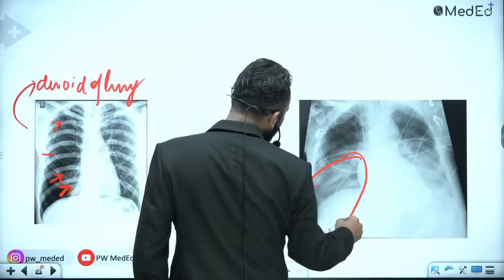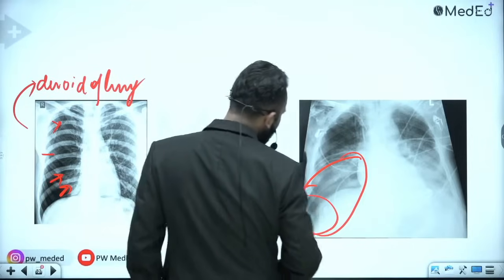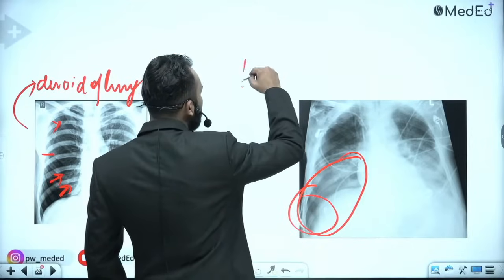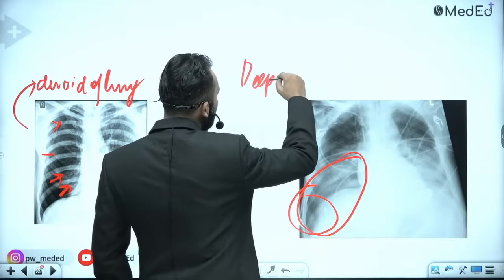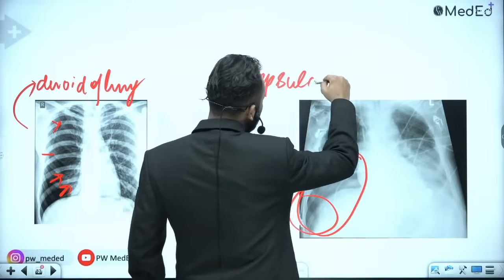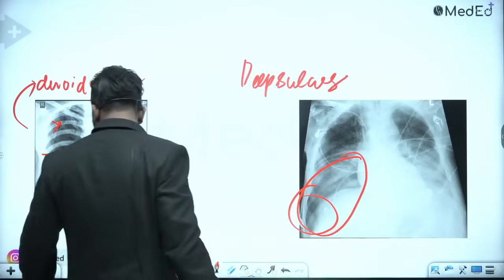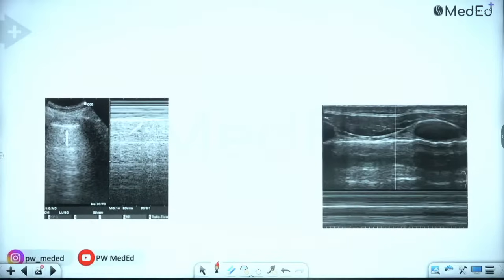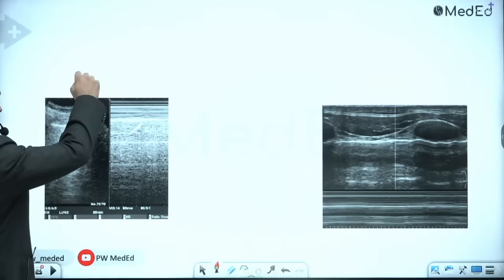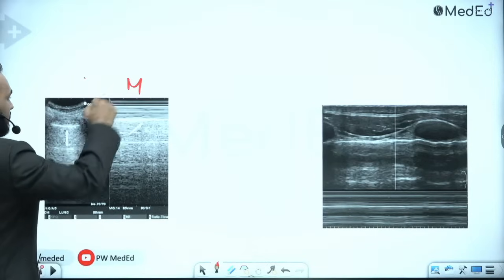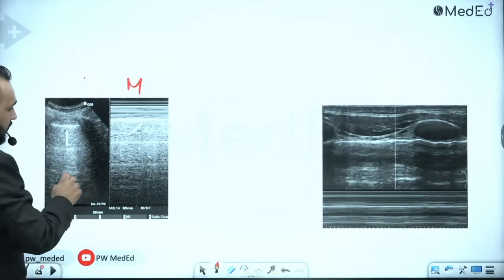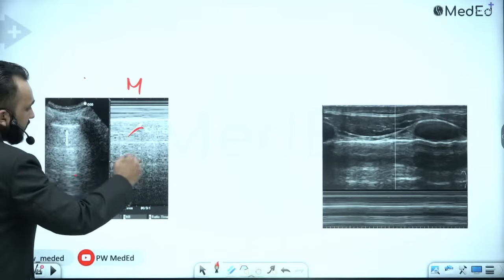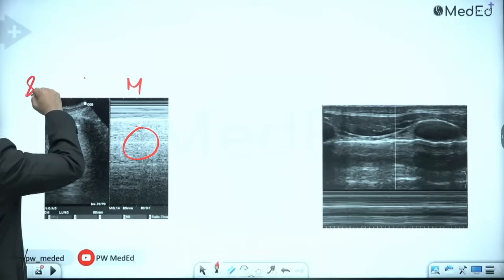air will collect in the costophrenic space, and this gives a sign that is known as deep sulcus sign. So let us see what are the other signs of pneumothorax on ultrasound. This is an ultrasound image of the normal lung. This is the M mode, and in the normal lung, we get this seashore appearance.